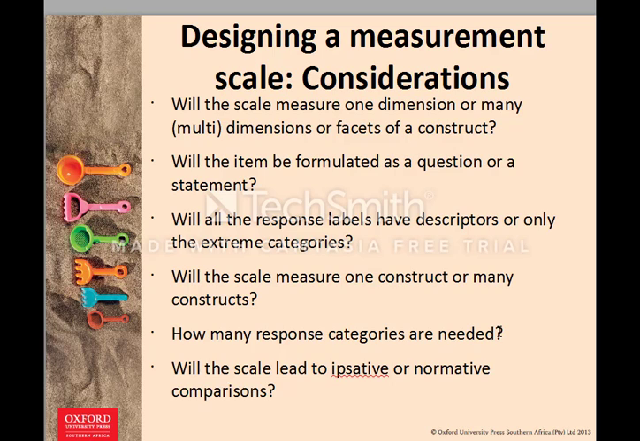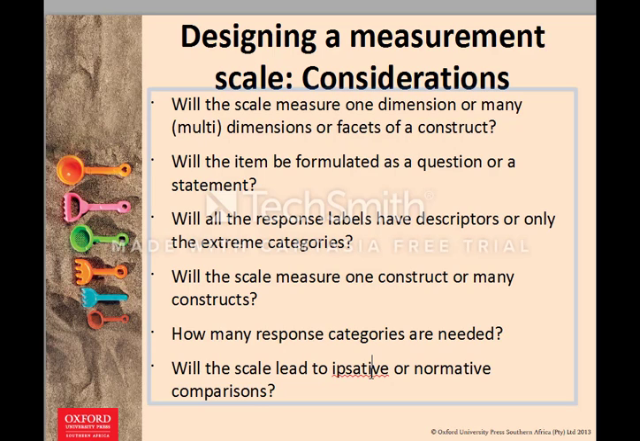And will the scale lead to ipsative or normative comparisons? Now, broadly, we can go into scoring later. We do go into more detail. Normative, again, the word gives it away. Normative is comparing against the norm. What is normal? What is average or expected? And ipsative is comparing against itself. So ipsative assessment or scoring is against itself, and normative is against a group.